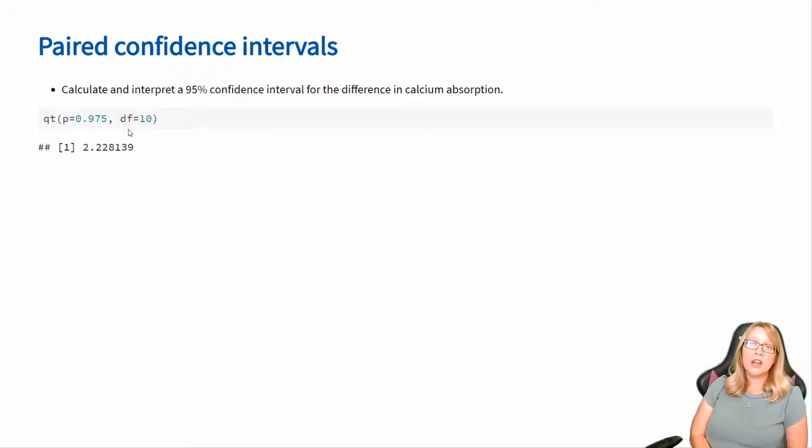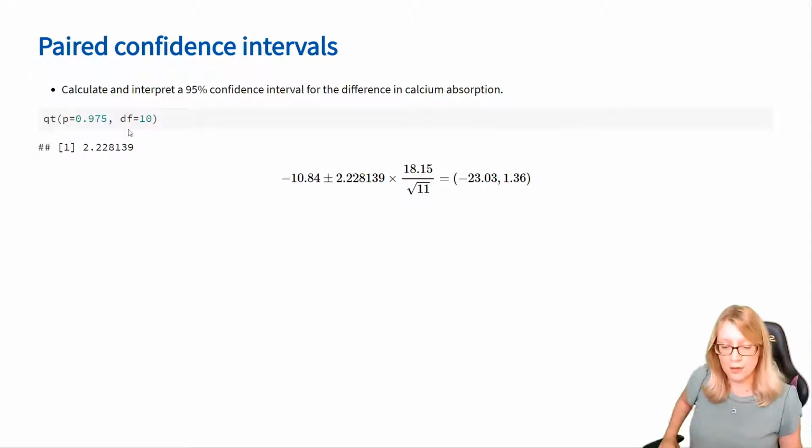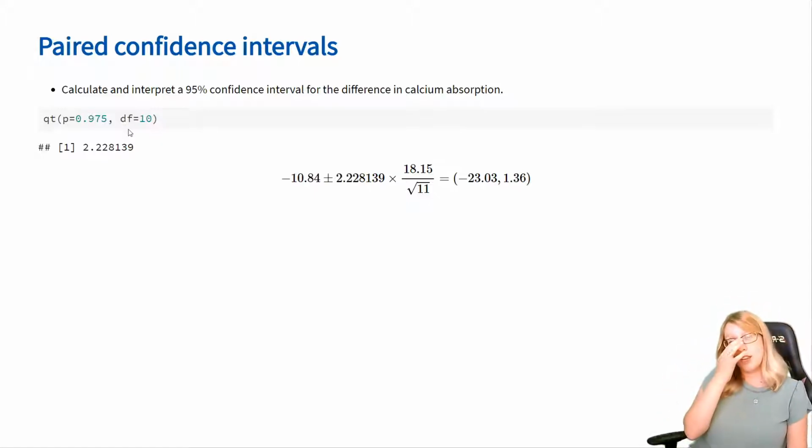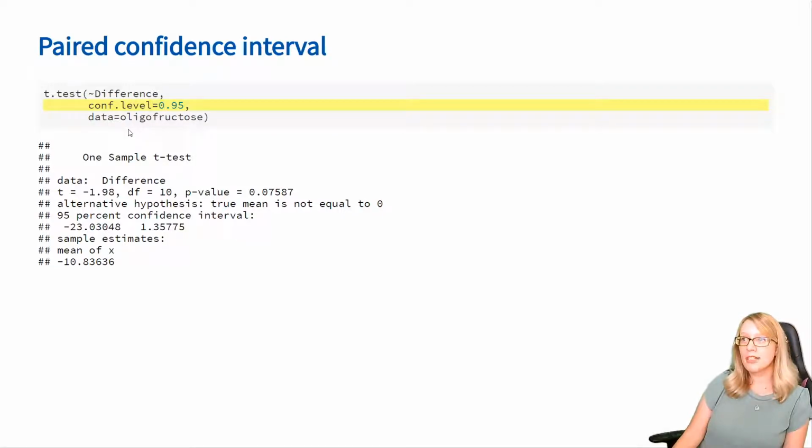So first we need our value from the t-distribution. We have 11 observations, so 11 minus 1, 10 degrees of freedom. The value we'll use here is about 2.23. Plugging everything into our confidence interval formula, we get a confidence interval for the difference that ranges from negative 23.03 to positive 1.36. What does that really tell us?